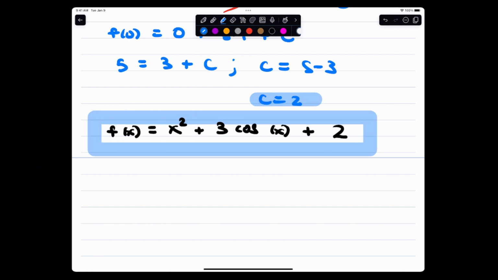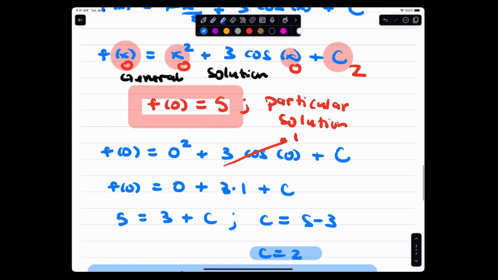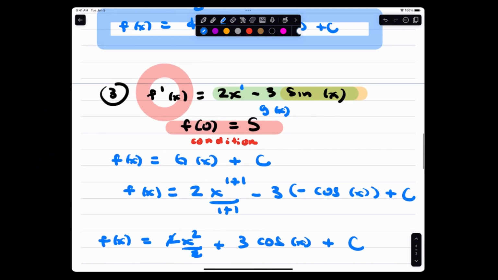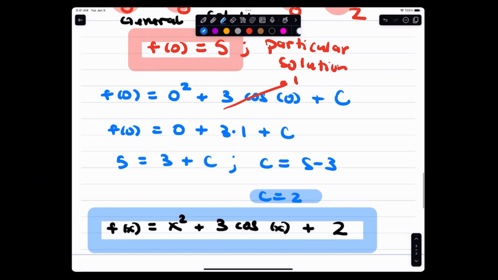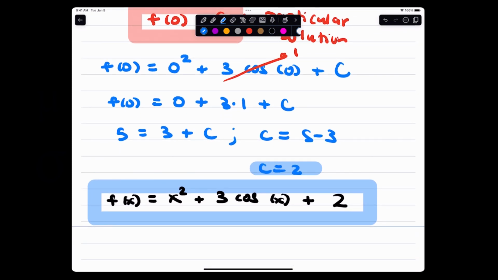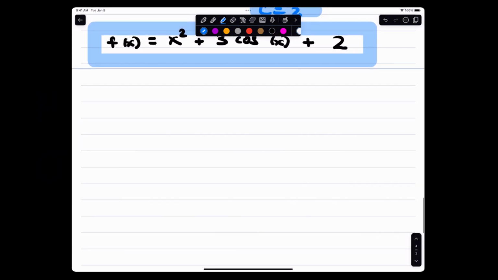So with this function, yes, if you differentiate it, it is going to be 2x minus 3 sine x. And then the value of x being 0 gives you 5. Yes, this is now your particular solution. And so if they give you a condition, they're looking for a particular solution. Okay, you guys okay with that? Easy peasy lemon squeezy? What do you think? Isn't that applying your knowledge of antiderivatives? And that's kind of what we're going to essentially do from here on in. Apply your knowledge of antiderivatives.